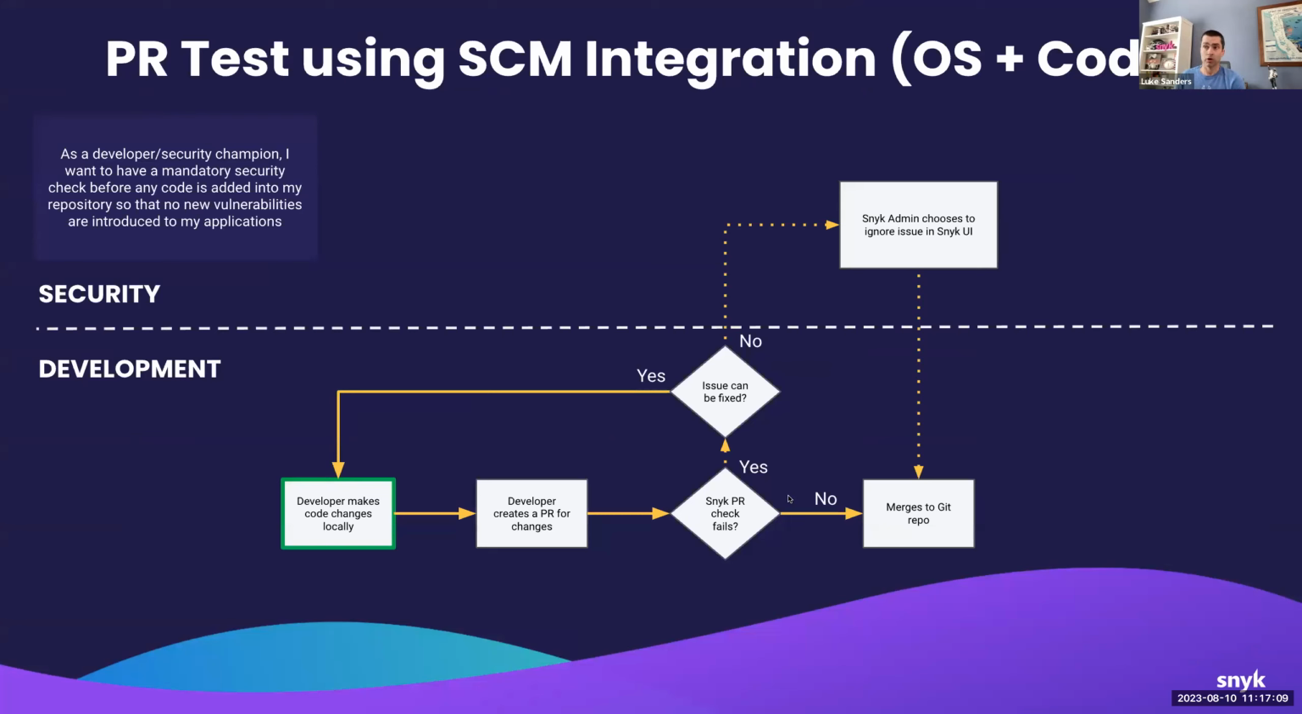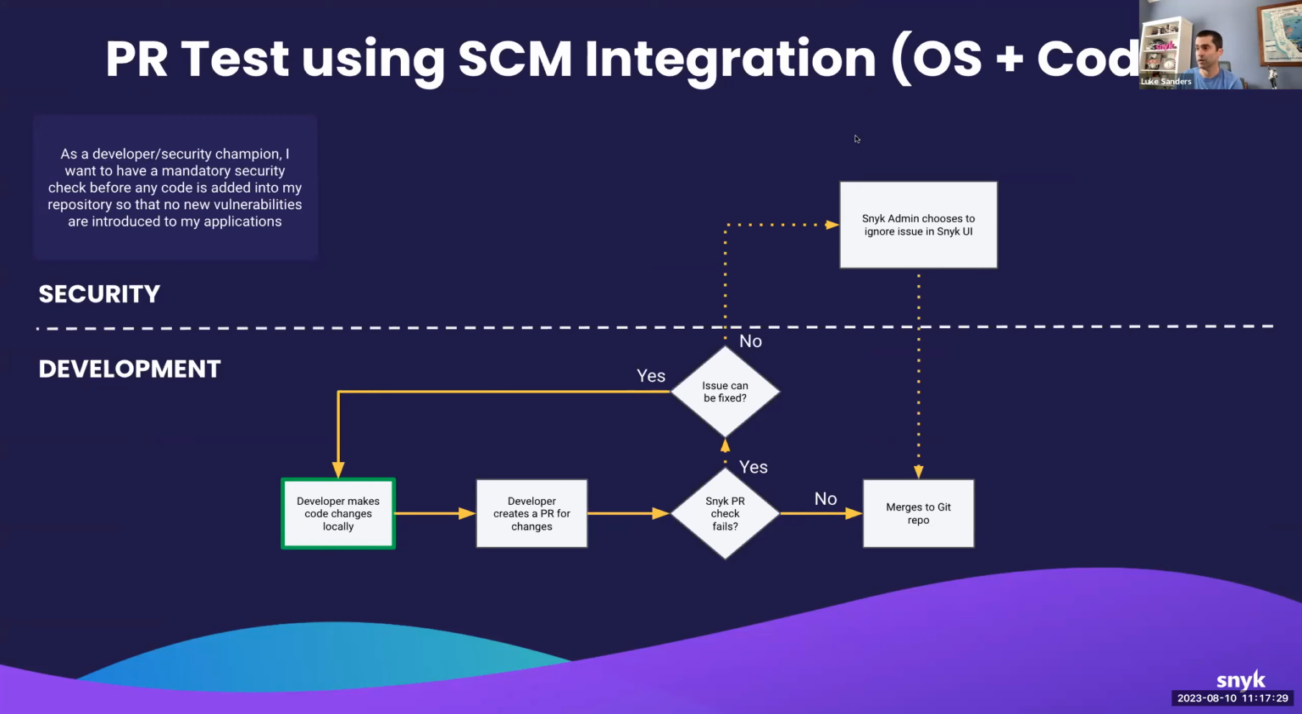And then in terms of workflows, this is going back to the PR check slide. This is a very common workflow. You can make these your own, but it's essentially, hey, I'm going to make some changes. I'm going to create a PR. Does it fail? It does. If it can be fixed, I'm going to go back through this flow until I can merge it into Git.